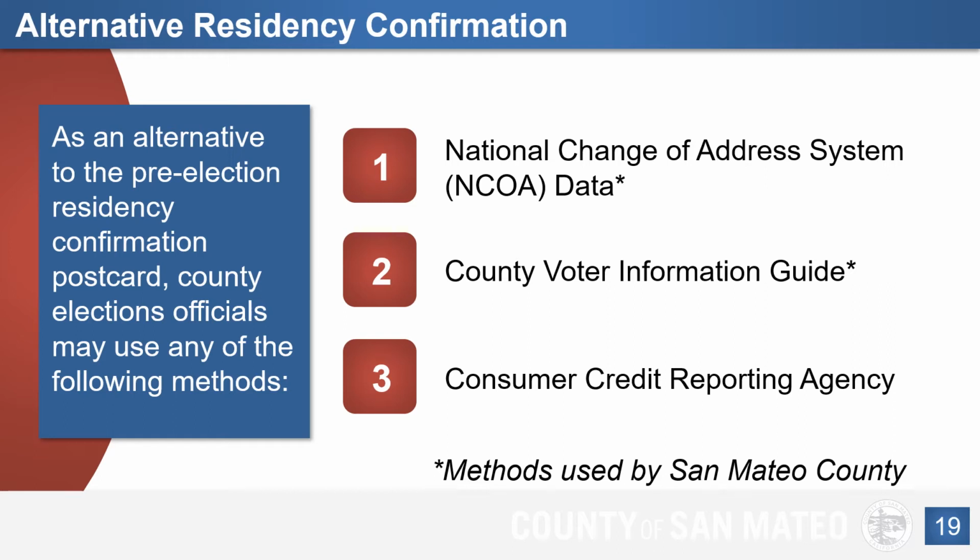If the person named on the County Voter Information Guide is not at the address, please help keep the voter rolls current and save taxpayer dollars by returning this County Voter Information Guide to your mail carrier. Counties can use change of address data from credit reporting agencies.